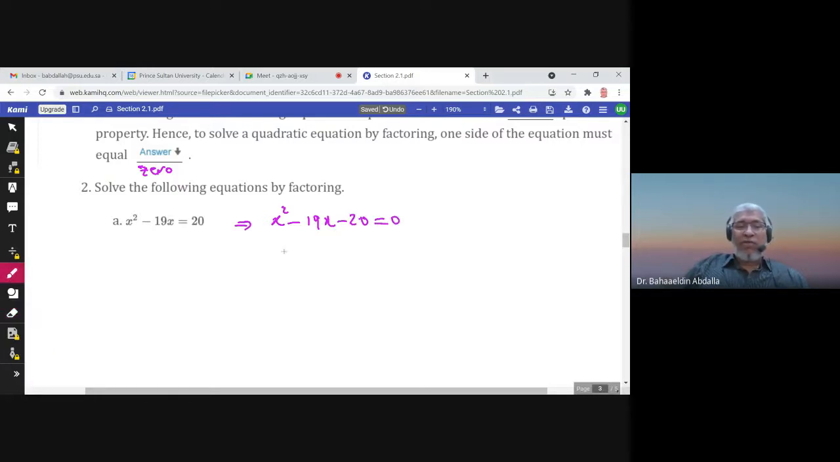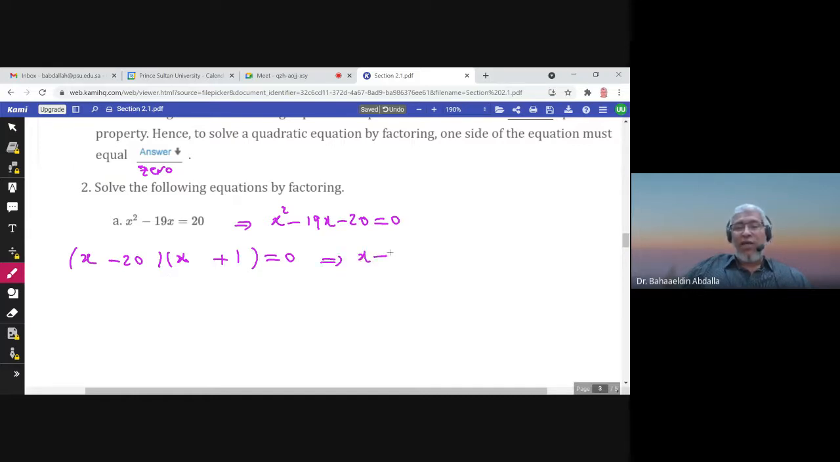And now try to factor. The coefficient of x squared is 1, so this is easy. x times x, and two numbers whose product is negative 20 and whose sum is negative 19. Negative 20 times positive 1 gives negative 20, and their sum, negative 20 plus 1, is negative 19.